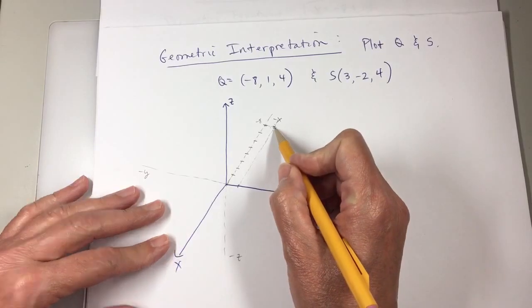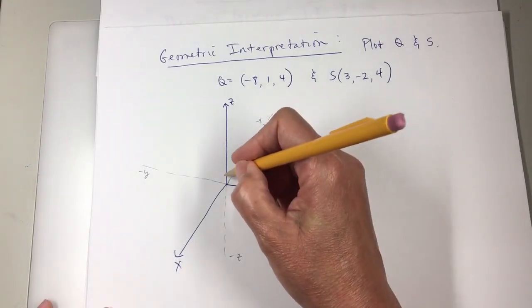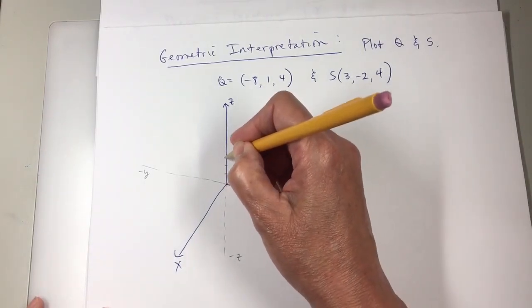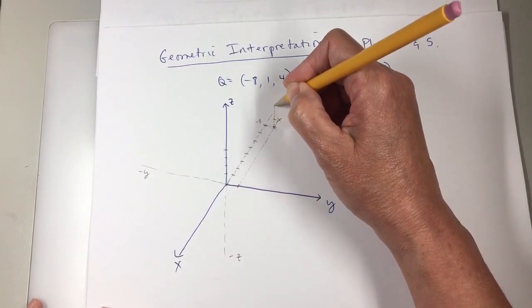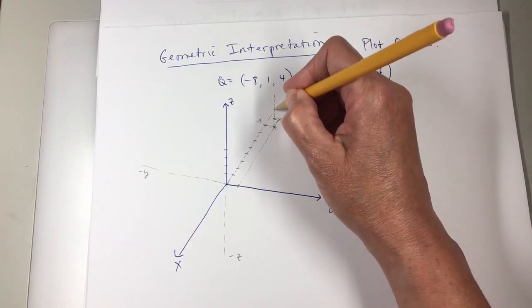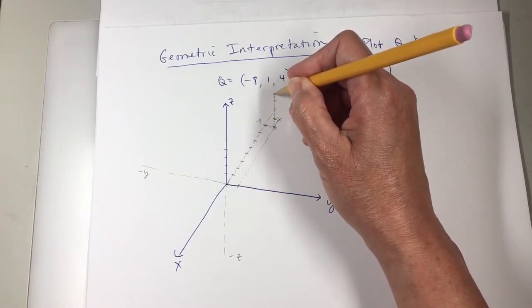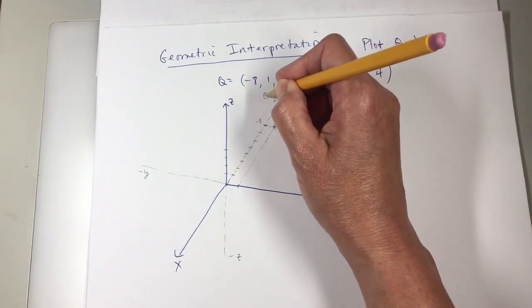What is this point? Negative 8, 1, 0. And then on the z-axis, go up 4 units. So I'm going to go up 4 from that parallel to z. 1, 2, 3, 4. This is point Q.